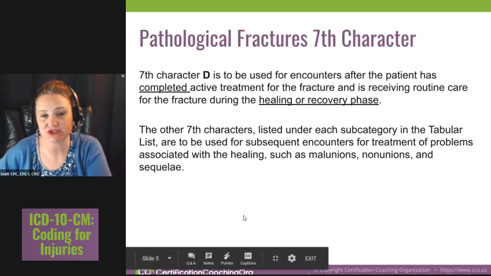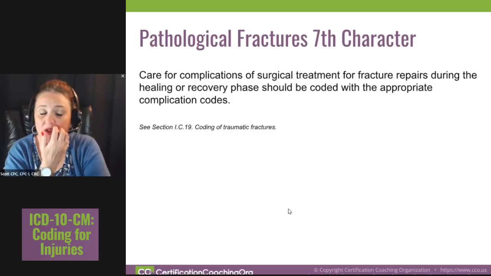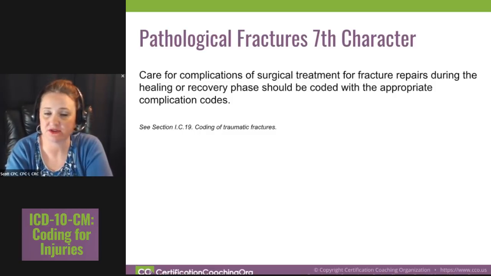But that initial A would be there when they have that MRI, because it's following the treatment and the fracture, not the provider or how many times they've been seen.